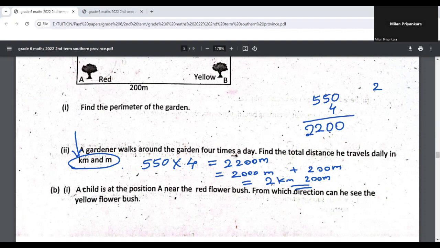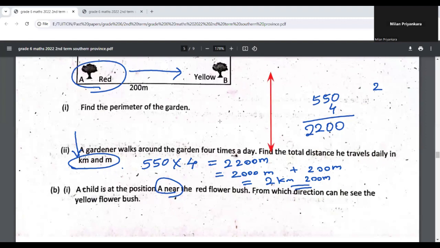In part B, a child is at a position near the red flower bush. From which direction can he see the yellow flower bush? The child is at position A, near the red flower bush. That means he's here, and the yellow flower bush is here. So when you have this kind of question, you need to draw the directions first. I think it is very easy. I have done this once also. Let's draw the directions.